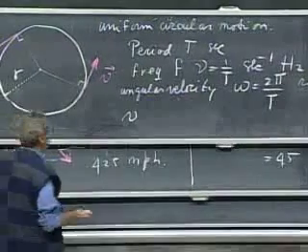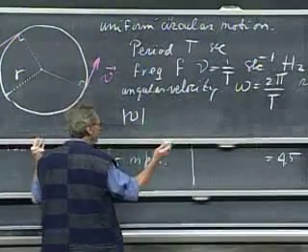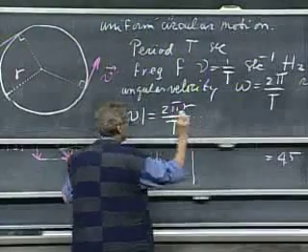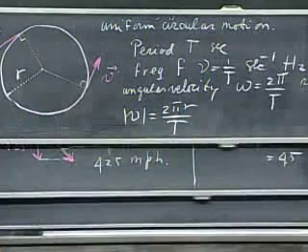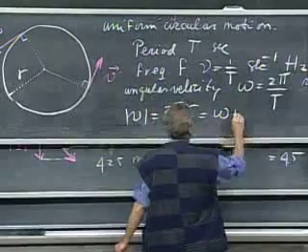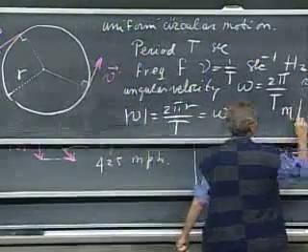And that linear velocity, which in this case is really a speed, is of course the circumference of the circle divided by how many seconds it takes to go around. And that is also omega r. And that is now in meters per second.